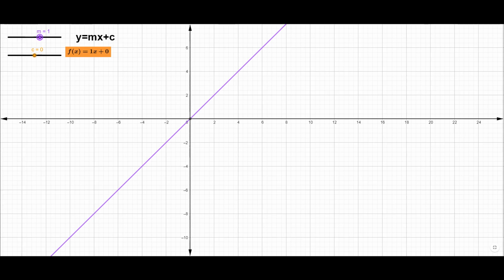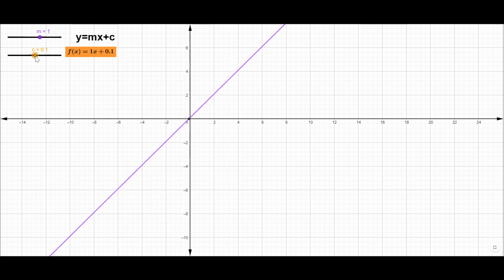Before we do some questions, let's just refresh our memories on the straight line, standard form y is equal to mx plus c, what the m stands for and what the c stands for. So how does the c affect the graphs? The c value moves the graph up and down and gives us the y-intercept.